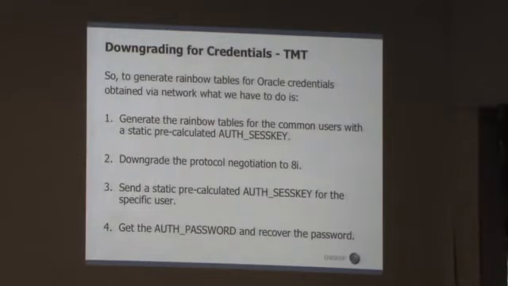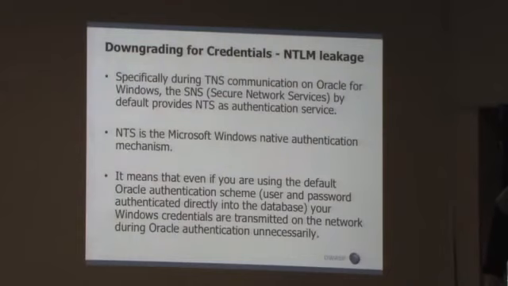For example, SYS, SYSTEM, common administrative accounts, because you can't create the rainbow tables for all of them, it is impossible. So we generate a rainbow table with a pre-calculated and static auth session key that you can choose. We execute the downgrade on the fly during the connection to the O5LOGON protocol, and we send this static auth session key. Consequently, the auth password will always be the same for the password independently. In this way, we are able to create rainbow tables for Oracle connections that are transmitted on the fly during negotiation between any clients. That's the main idea of the attack. We did it in the lab, and it really works.